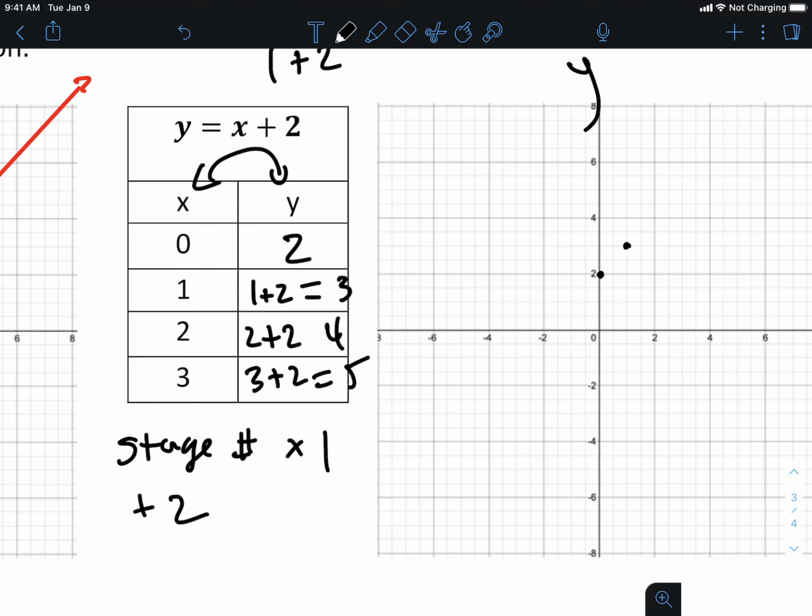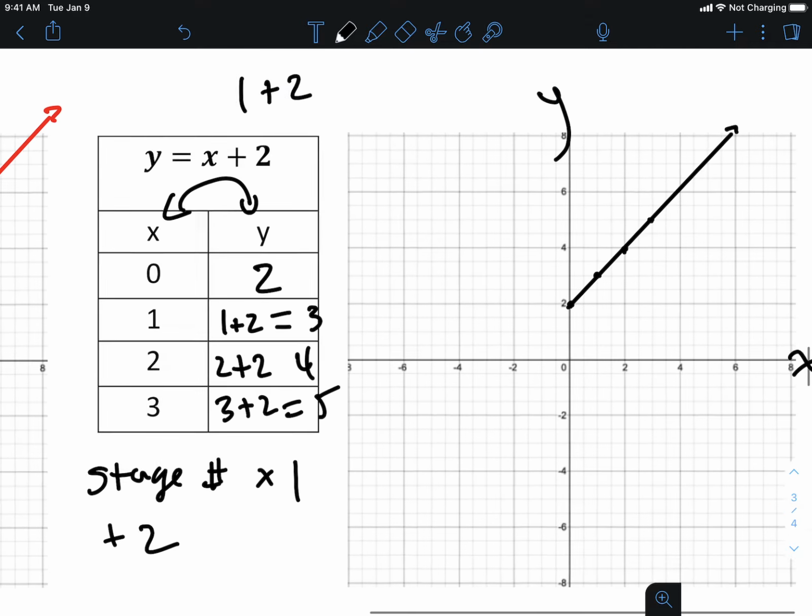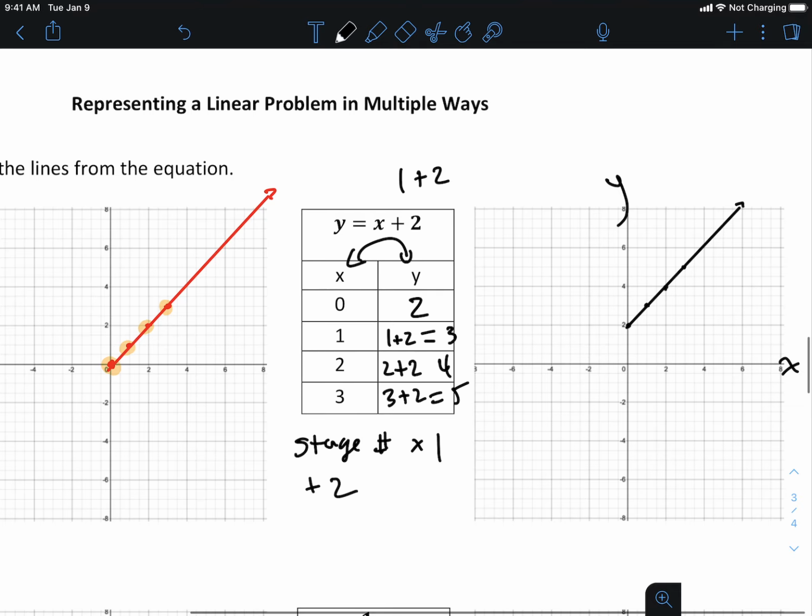Okay, then I have to plot 2, 4 and 3, 5. And there's my line. Now, can anybody tell me, relative to the last question, is there anything interesting going on? There's a +2, and you don't start at 0.